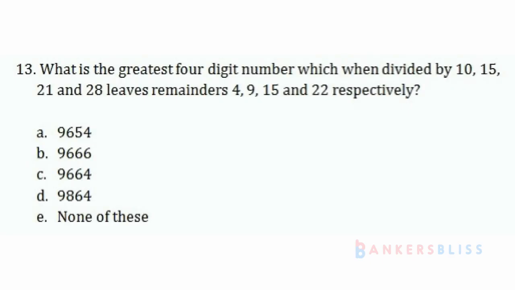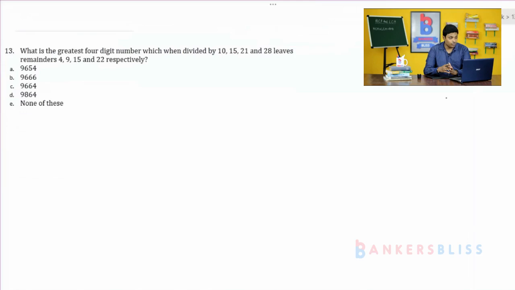Problem number 13. What is the greatest 4-digit number which when divided by 10, 15, 21 and 28 leaves the remainder 4, 9, 15 and 22 respectively? So the 4-digit number has to be divisible by 10, 15, 21 and 28. Till now, the greatest number which is going to divide means we have identified the divisor.